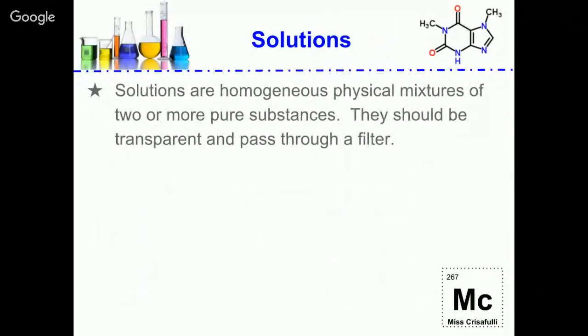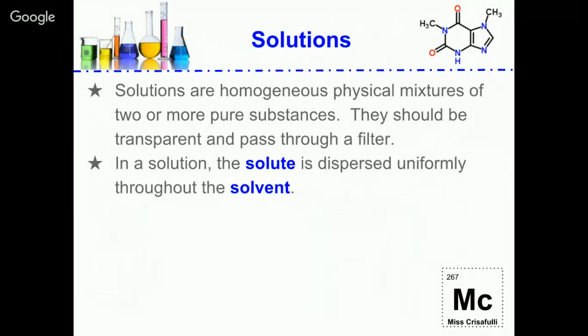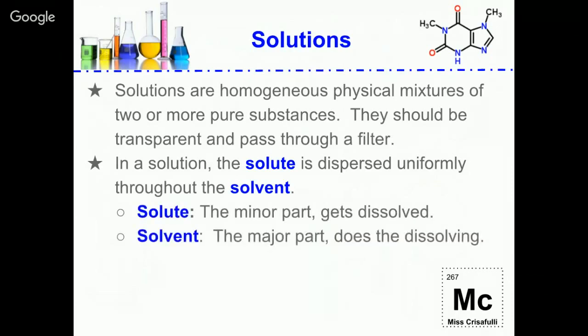Solutions are homogeneous physical mixtures of two or more pure substances. They should be transparent and pass through a filter. In a solution, you're going to have two things. You're going to have the solute, and that is dispersed uniformly through your solvent. The solute is going to be the minor part. That's what gets dissolved. The solvent is going to be the major part. That's what does the dissolving. And water, for our purposes, is going to be the universal solvent.